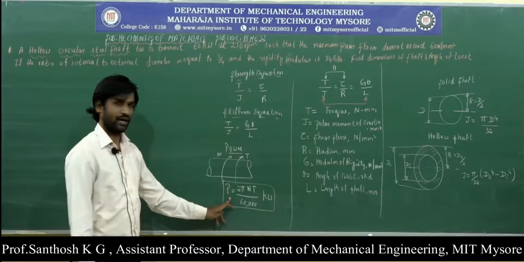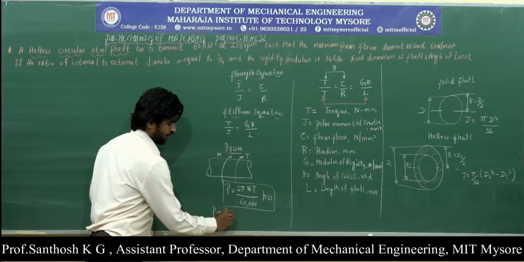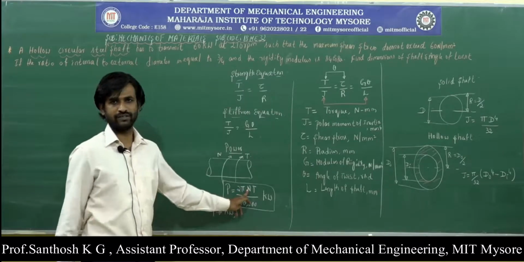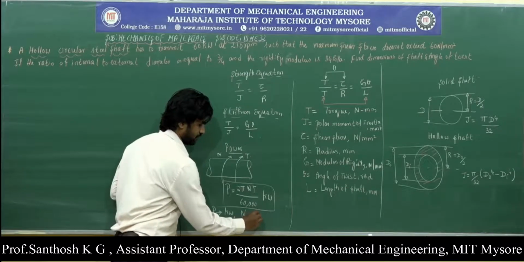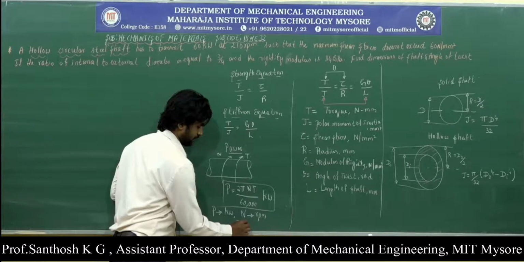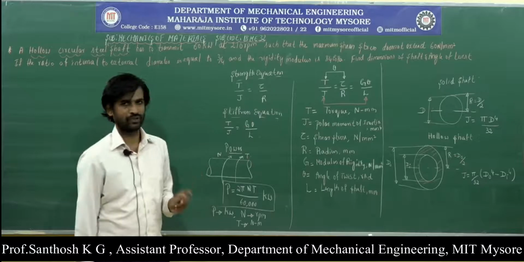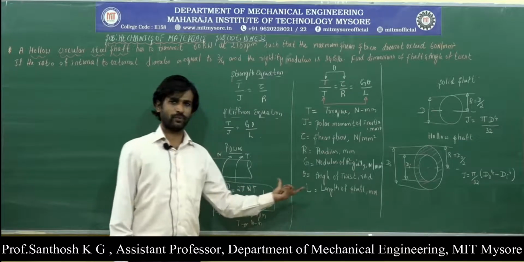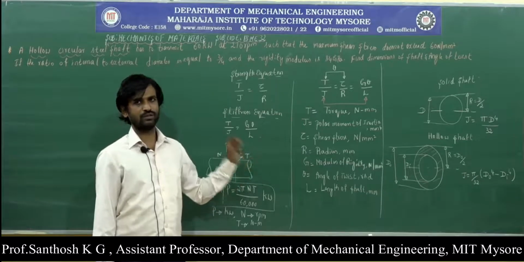So here, in order to get the value of P in terms of kilowatts, I should always substitute the speed of the shaft in terms of rpm, and I should keep the value of T in terms of Newton meter. So these are the various formulas we will be using in order to solve the problems on torsion.